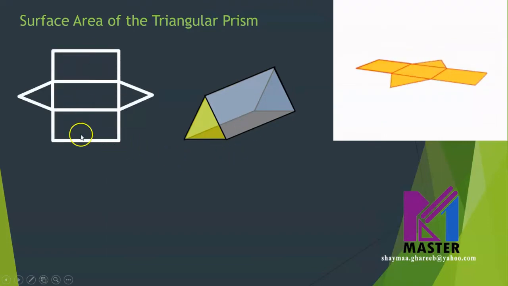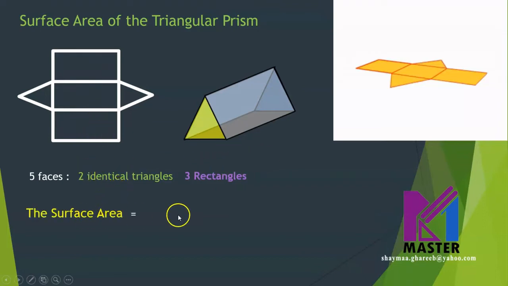Now let's talk about its net. We said it has 5 faces, as you can see, 1, 2, 3, 4, 5. These 5 faces are 2 identical triangles on both sides and 3 rectangles, as you can see. And sometimes it could be 3 squares. Okay? Now let's see the surface area.